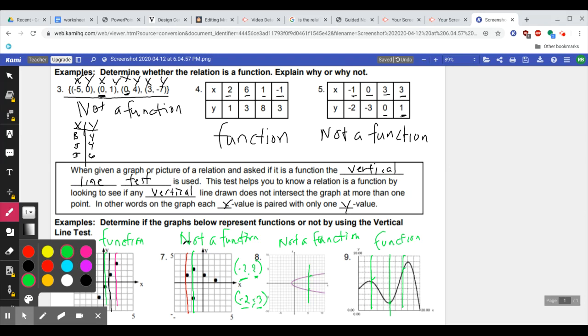Okay, so that's how you do that with ordered pairs, tables, and graphs. And that's what I'm going to ask you to do today.